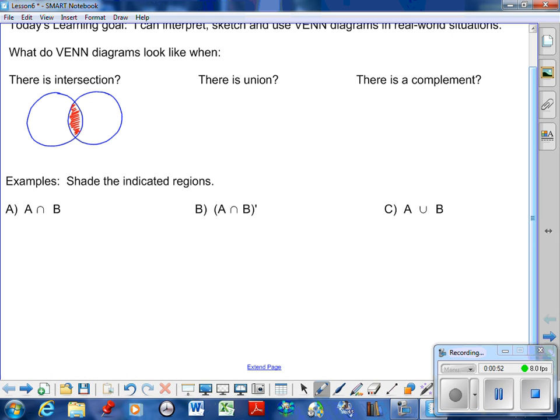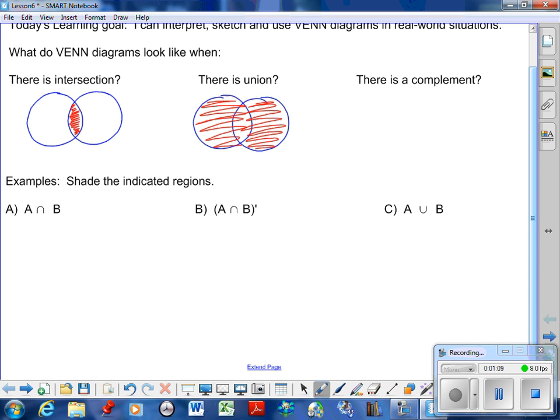What happens if there is a union? So, again, two circles. If there's a union, that means that I took set A and I added set B. So you'd be coloring inside both circles.